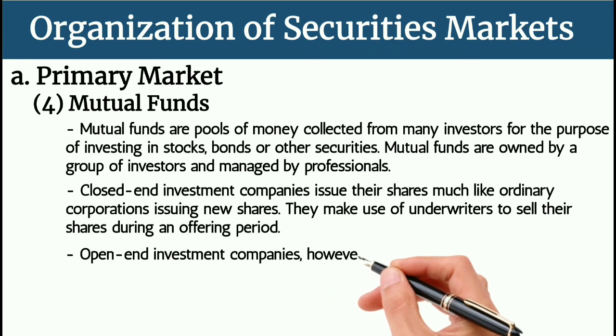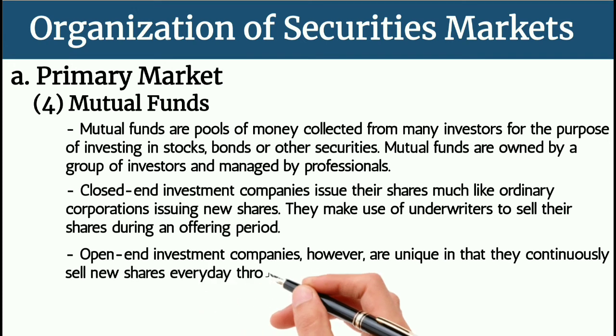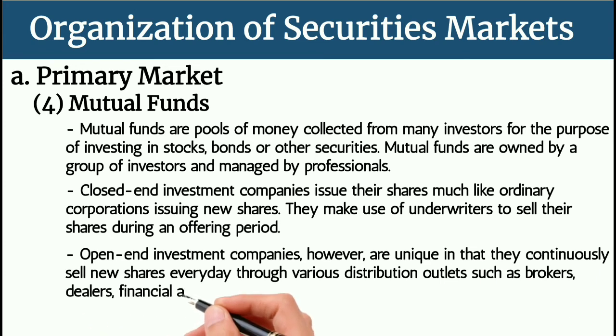Open-end investment companies, however, are unique in that they continuously sell new shares every day through various distribution outlets such as brokers, dealers, financial advisors, and salesmen. So as you can see, closed-end investment companies make use of underwriters, while open-end investment companies make use of intermediaries such as brokers, dealers, financial advisors, and salesmen.